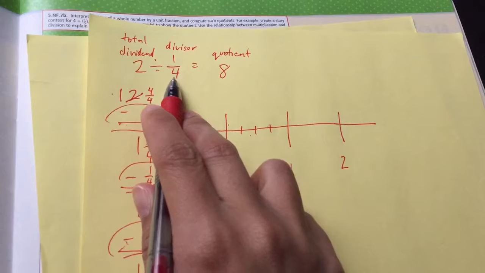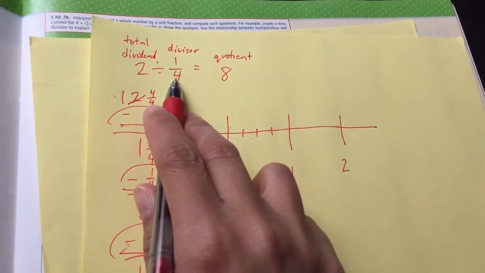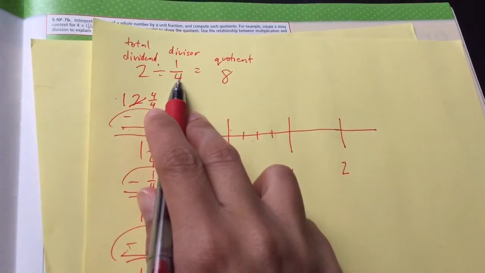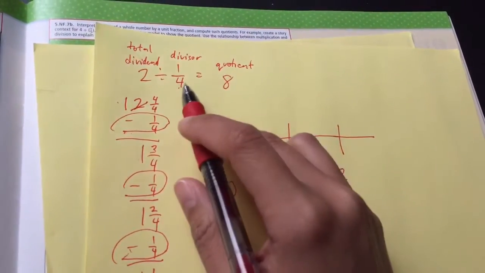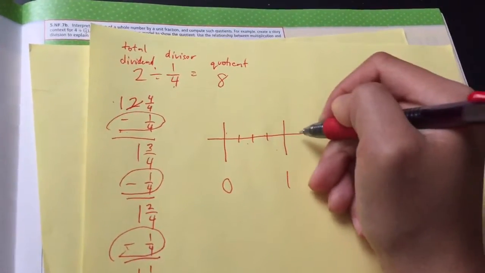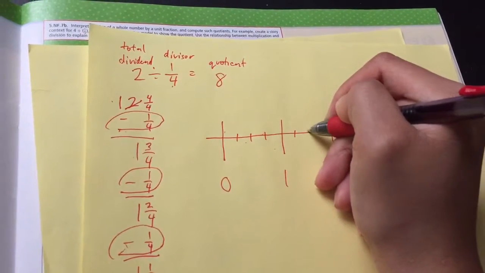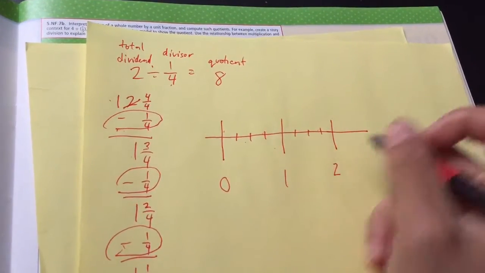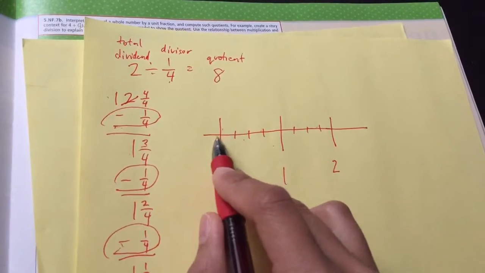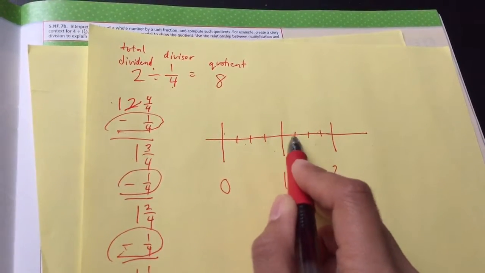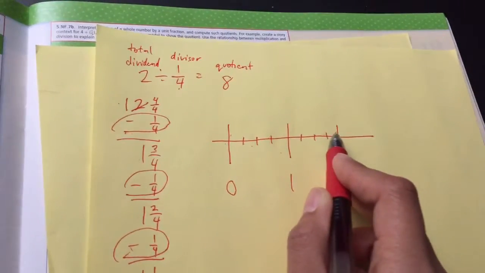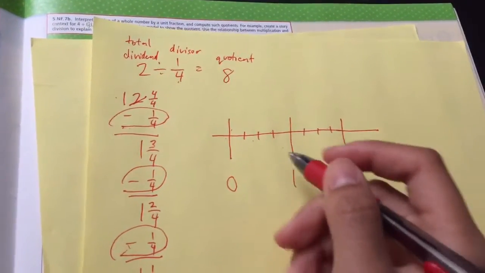So what you do is you look at your denominator, which is 4. And if it says 4, then in between the 2 whole numbers, you only need 1 less. So you only need 3 lines. 1, 2, 3. And you can see here it's 1, 2, 3, 4 pieces.